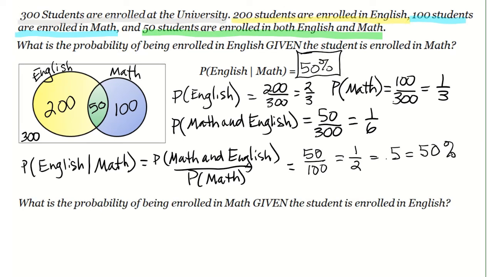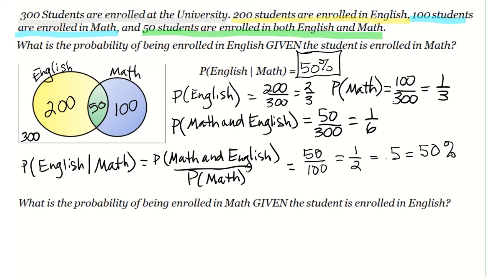So now that we have identified that if a student is enrolled in math, then there is a 50% probability that they will be enrolled in English. Or another way of saying that is: the probability of being enrolled in English, given the student is enrolled in math, is a 50% probability. So now let's reverse those conditions and find out what is the probability of being enrolled in math given the student is enrolled in English. And we'll use our Venn diagram to help set that problem up.